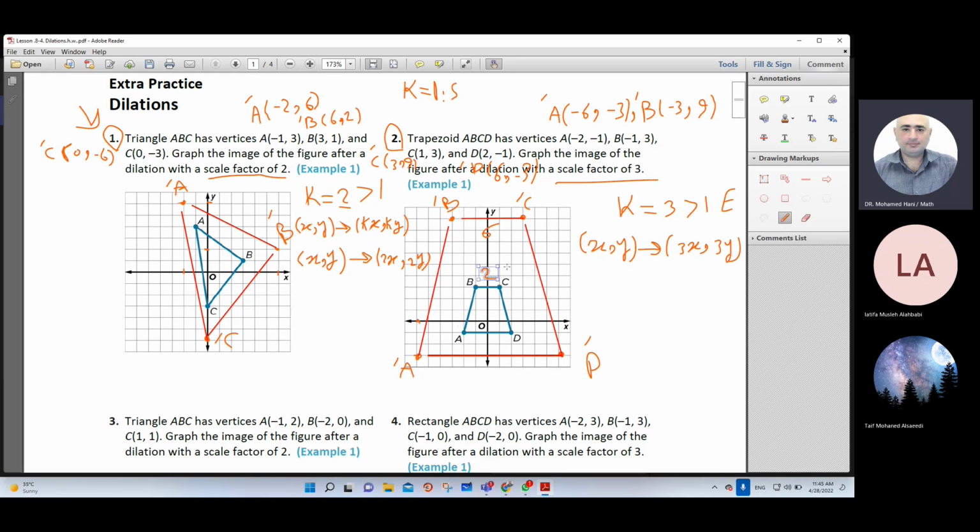So 2 times 3 will be 6, or 6 divided by 3 will be 2. So the 3 will be the scale factor. Who has any question about exercise number 2? No questions?